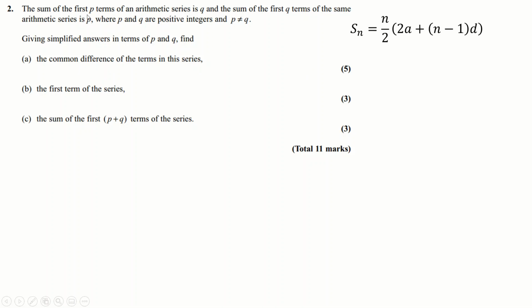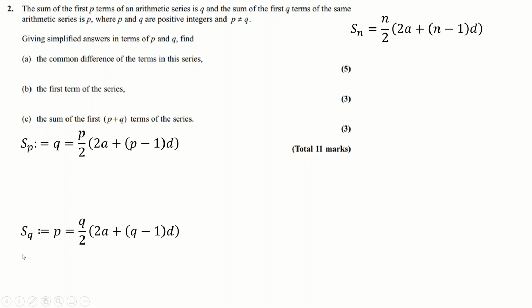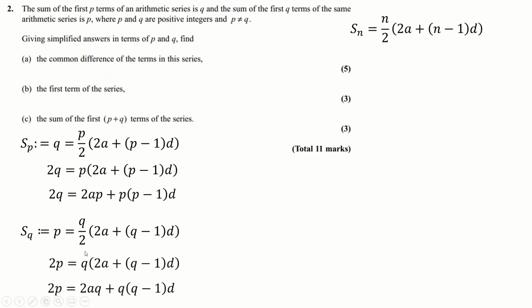So let's put in the information we know. When we've got p terms, so when n is p, the sum is q. So when we put in the number of terms is p, p is everywhere. Here, the sum itself is q, and when we put in the number of terms as q, the sum is p. So I've got these two equations here. I think I just timesed everything by 2, and also expanded out some brackets. And I think I did that with the other one as well.